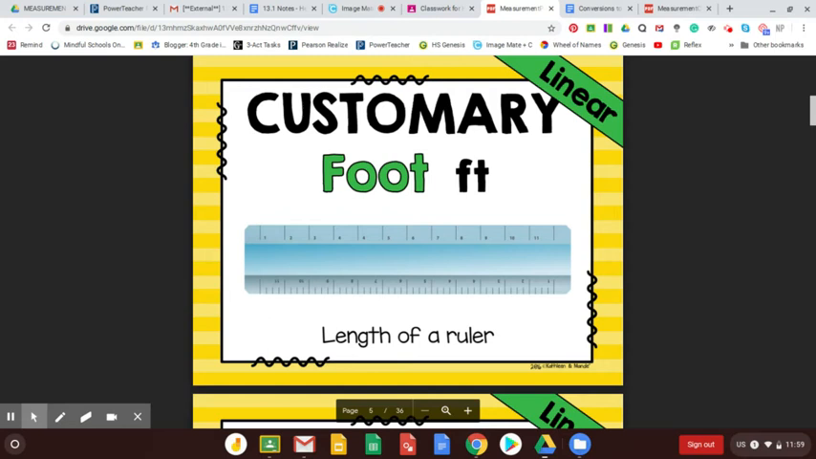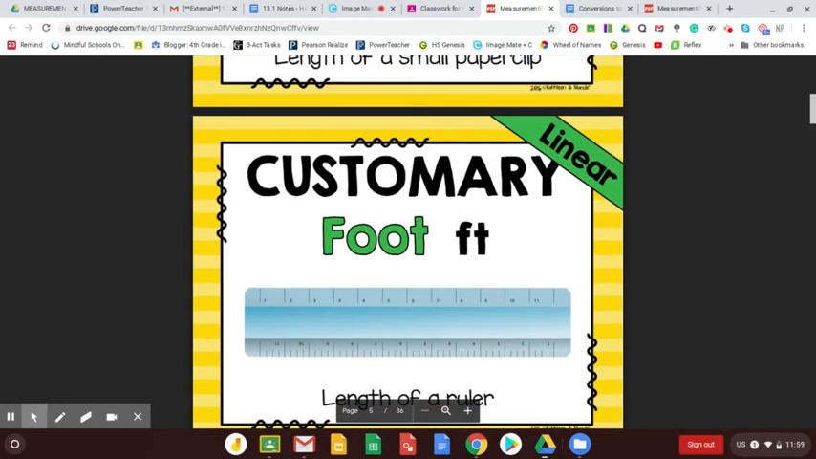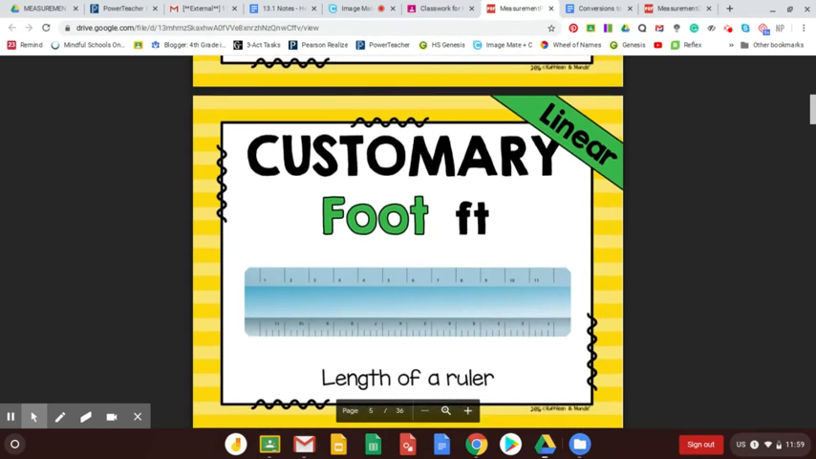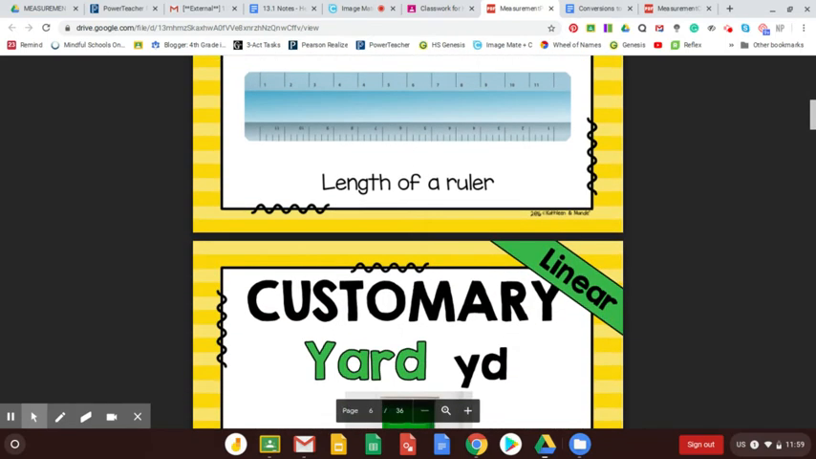Then you have a foot, and a foot is the length of a ruler. And there are 12 inches in 1 foot. And that's something you really should memorize, at the least. You should know that there are 12 inches in a foot, and that's about the length of a ruler.